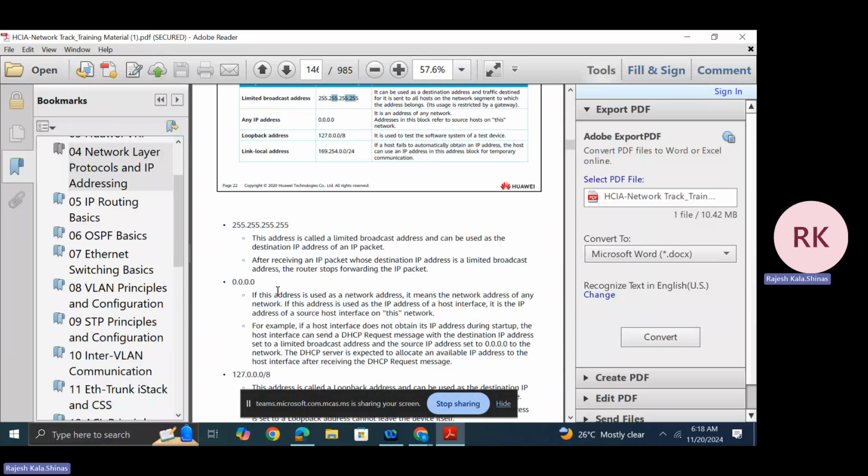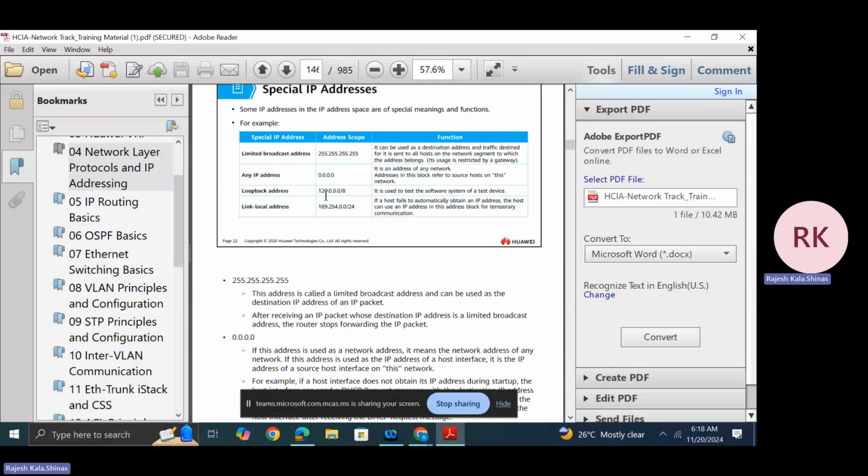Okay, see here. This is used as a network address. It means the network address of any network. This is an example: if a host interface does not obtain an IP address during startup, initially I didn't get the IP address during the booting time, the host can send a DHCP request with the destination IP address as the limited broadcast address.